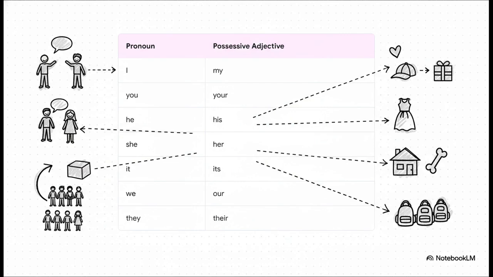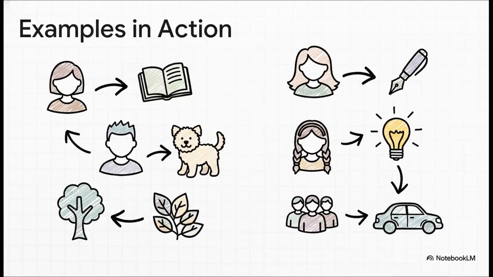This table is super helpful because it shows exactly how each personal pronoun has a matching possessive adjective. So I becomes my, he becomes his, we becomes our, and so on. They're directly linked. Let's see them in action. Let's look at some of these sentences. My book is on the table, his dog is friendly, their car is red. Notice that in every single case, the possessive adjective comes right before the noun it's describing, telling us exactly who owns it.